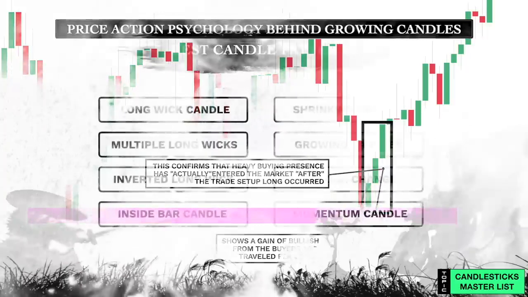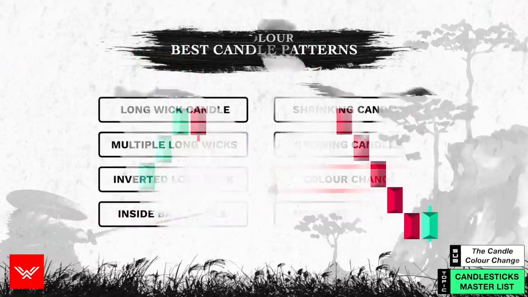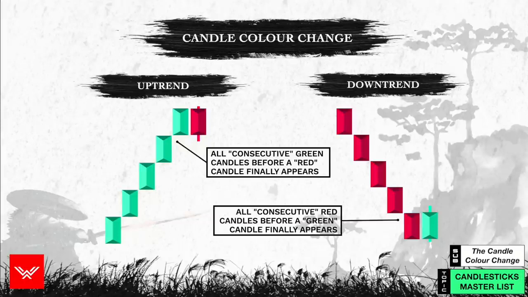So next, the candle color change. This is where you have consecutive candles all of one color before an opposing color finally presents itself. Now, on the charts.